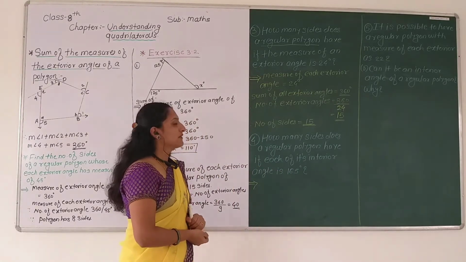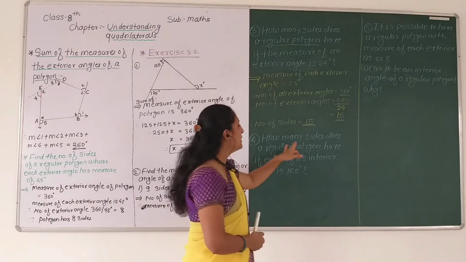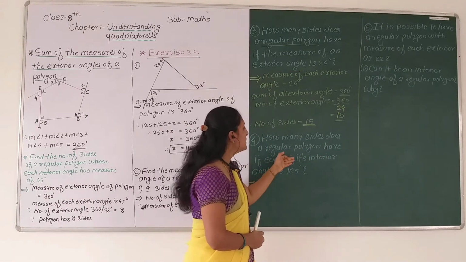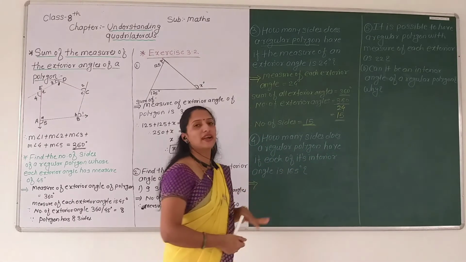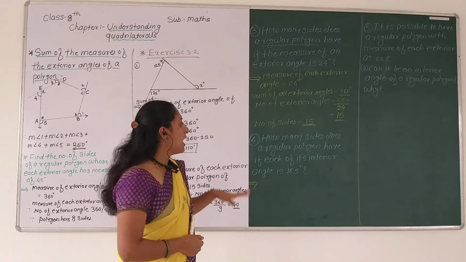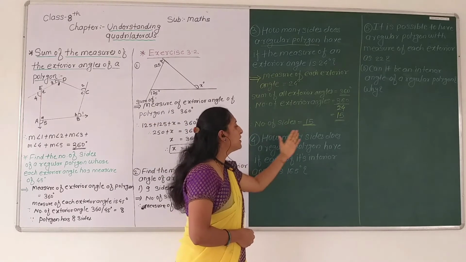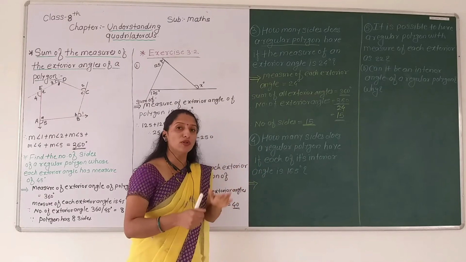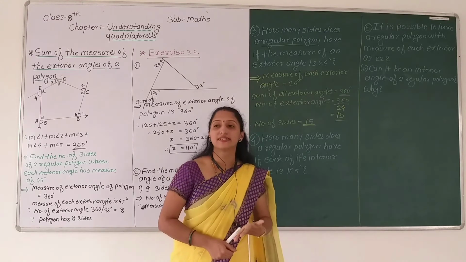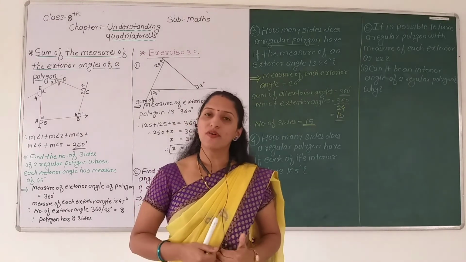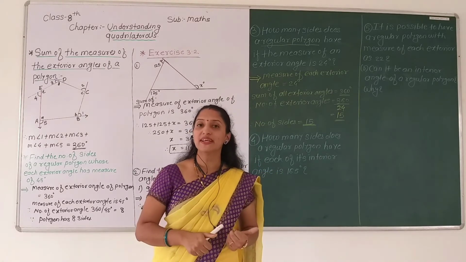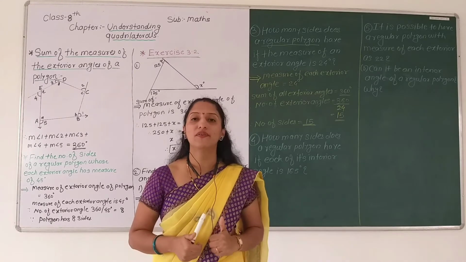Question number 4. How many sides does a regular polygon have if each of its interior angles is 165 degrees? Now this is about the interior angle of a regular polygon. We have to find the number of sides of the regular polygon if each of its interior angles is 165 degrees. Now tell me, what is the sum of interior angles of a polygon? Yes, we have learned this in our previous session, in exercise 3.1.